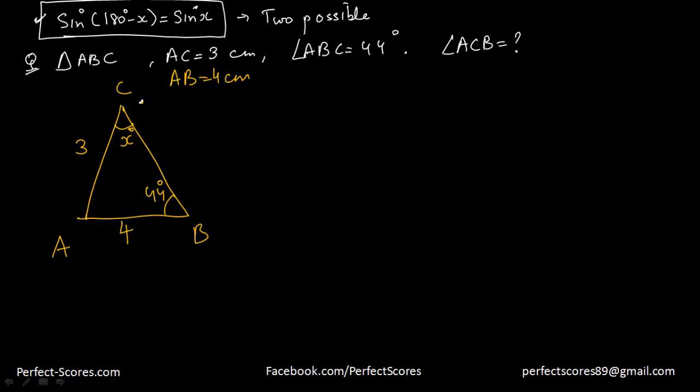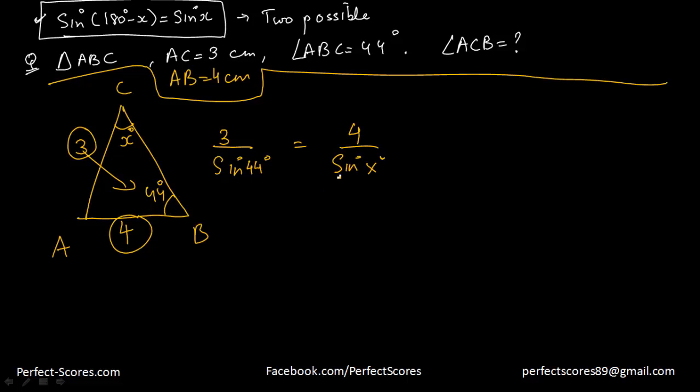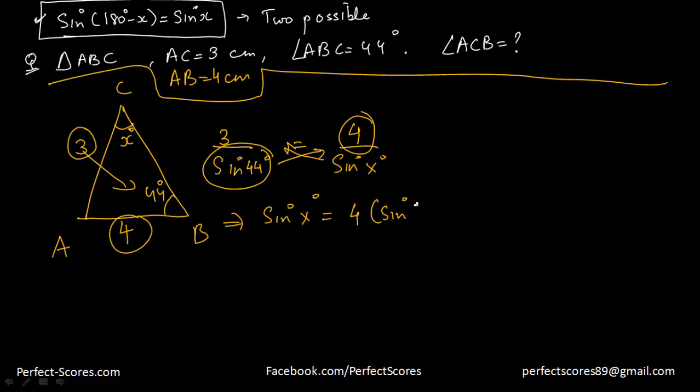Now how do we find that? We know that 3 divided by the sine of the opposite angle, sine 44, is equal to 4 divided by sine x. So from here, the value of sine x is 4 times sine 44 all divided by 3.